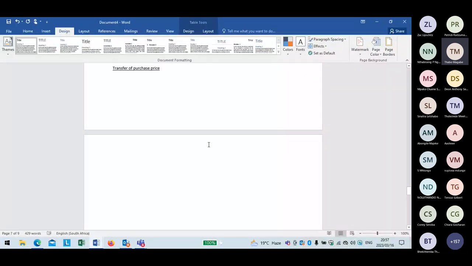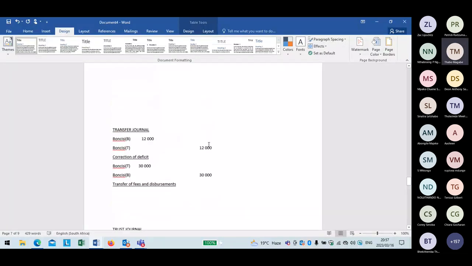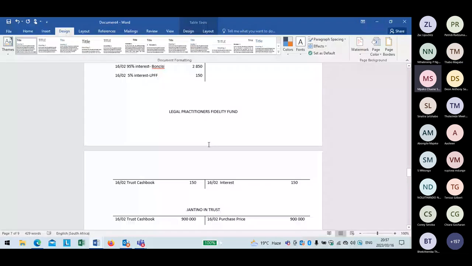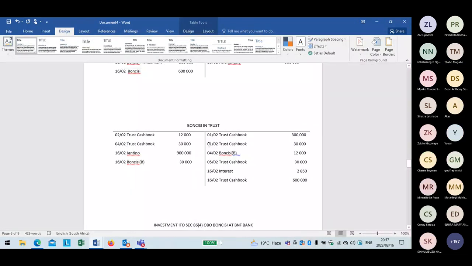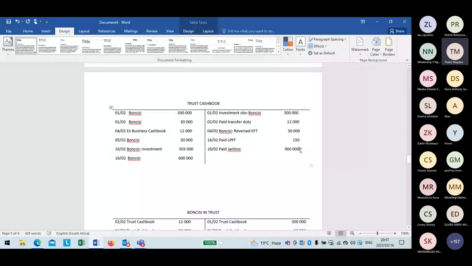Not so. Yes. But what would be the narration, sir? What will be the narration? Where? On the trust cash book. Transfer to business, the same way we do all the time. Transfer to business cash book. Remember, this is what we always say when we transfer from trust to business.